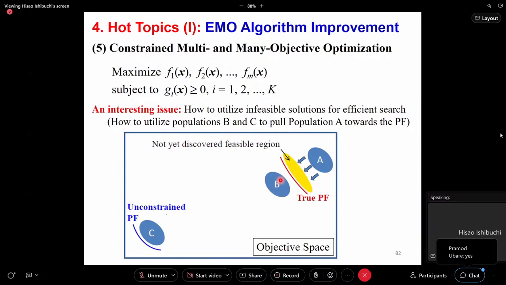Yes, sir. Okay, so in a constraint optimization problem, the important issue is how to utilize infeasible solutions for efficient search.